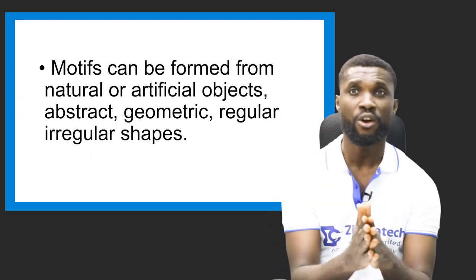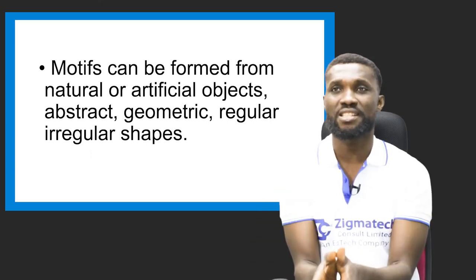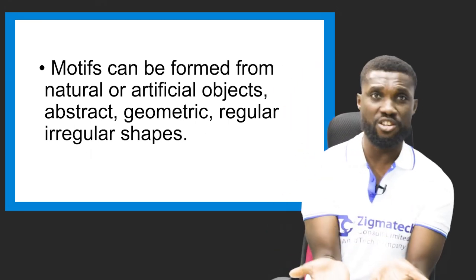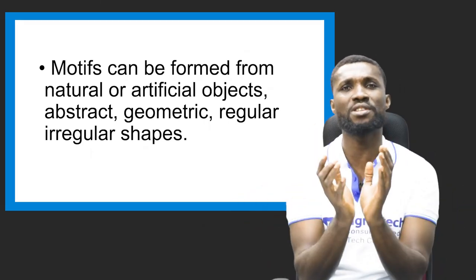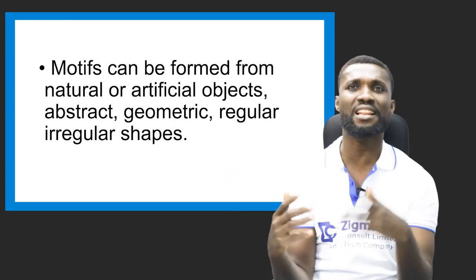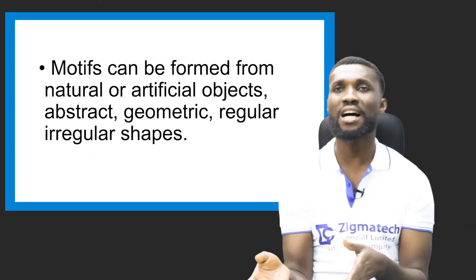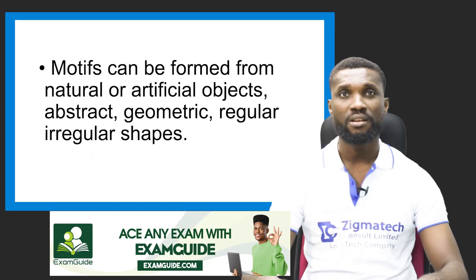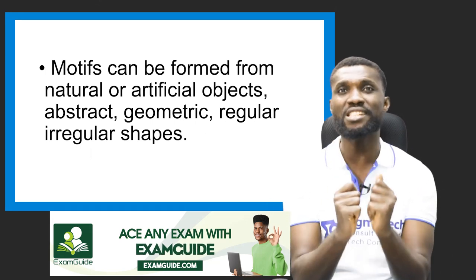Now what are the types of motif? Motifs can be gotten in abstract, in natural objects, in artificial objects, in geometric shapes, regular shapes or irregular shapes. Now, what do I mean by that? A natural object, when you hear the word nature, what comes to mind? It means the firmament, the cloud, the stars, the sky, the plants, the fruits, the flowers, the trees. Those are natural objects. Animals, you understand? They are natural objects.